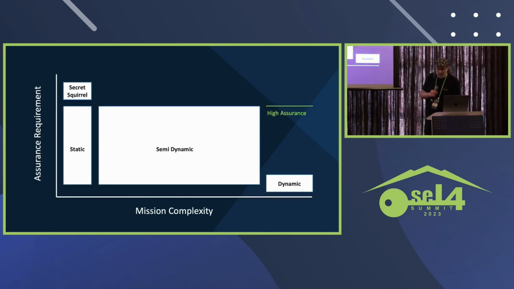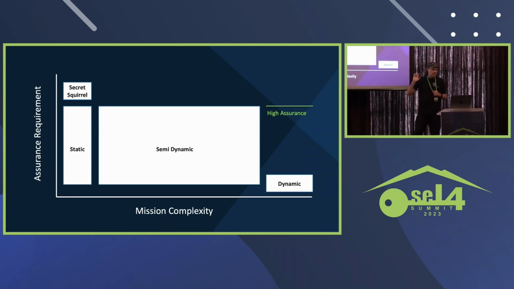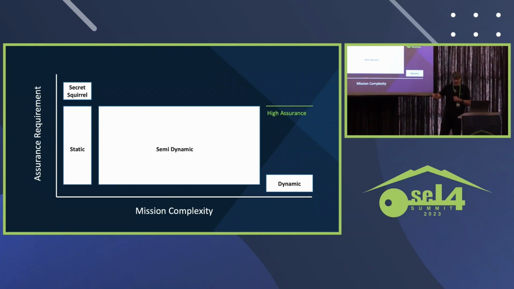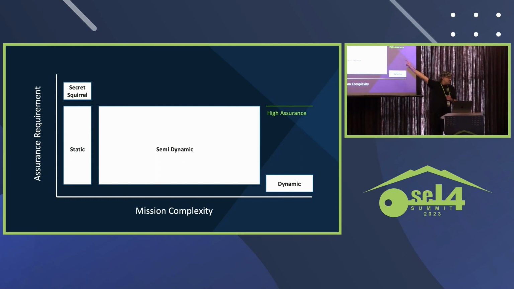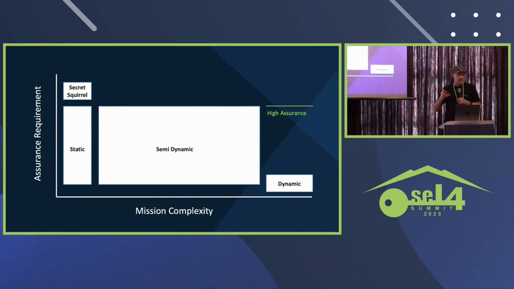So I thought I would start by talking about where static, semi-dynamic, and dynamic systems live, because to me this is contextual importance. In this chart, I've got how high your assurance requirement is versus how complex your mission is. This is not how complex your OS is; this is how complex the mission of a device is. In the upper left-hand corner is where Secret Squirrel lives.